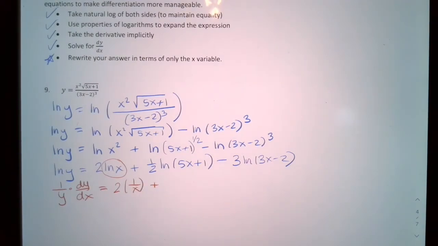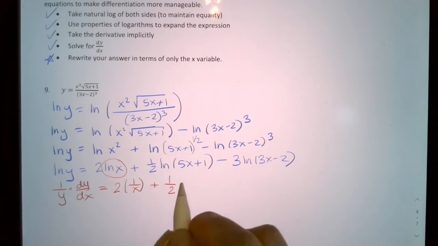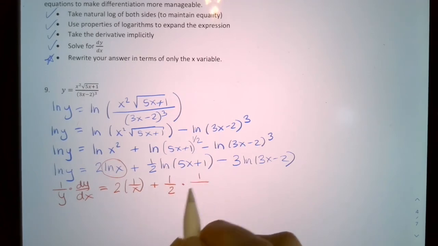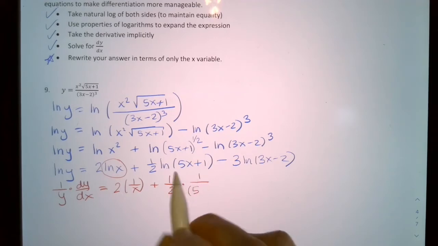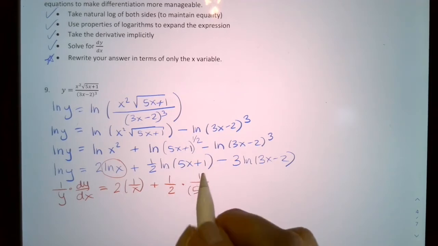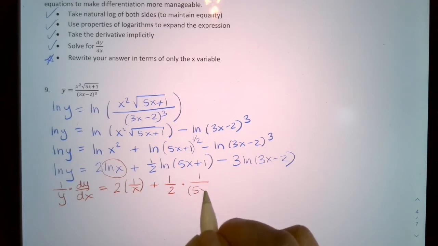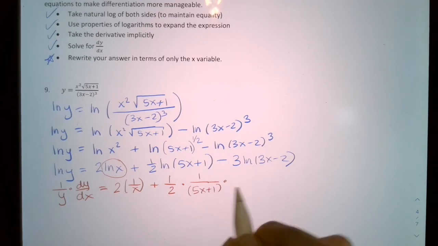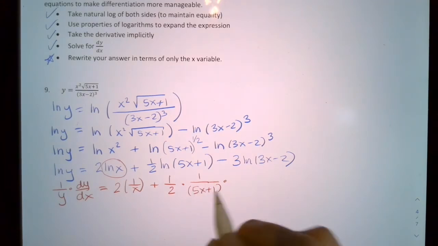And I'm going to move on to the next term. I'm done. That's it. Next term. The 1/2 is just a coefficient. The derivative of natural log of 5x plus 1 is 1 over 5x plus 1. And then I'm going to chain it. The derivative of 5x plus 1 is 5.